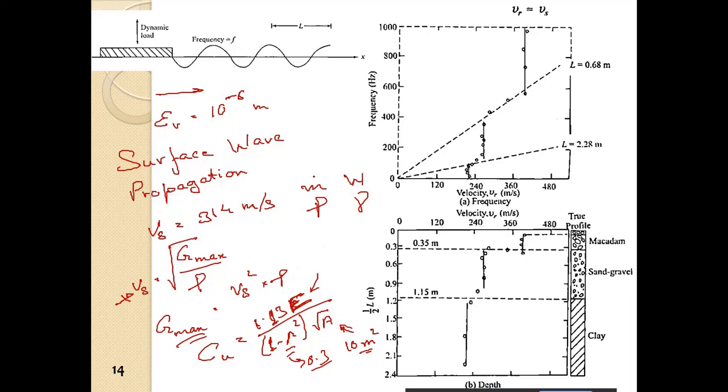We can find out E from the G value. We know that E is equal to twice G into 1 plus mu. So you can find out E from G, put it there, and you will get Cu. Now this Cu is for this effective depth, and the stress condition is what is at this center.